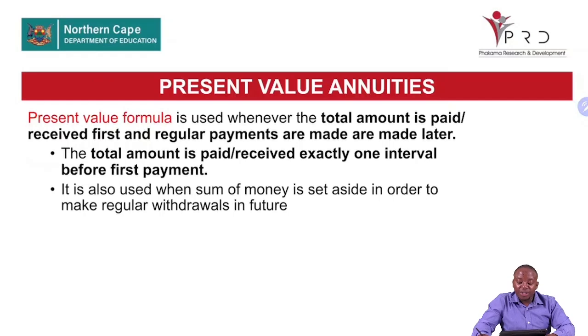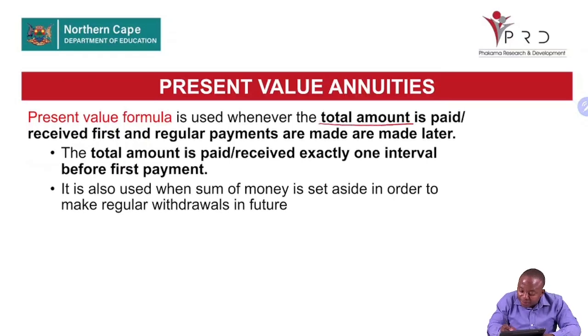Present value annuities. We have talked about future value, where we are going into the future. Now, let us discuss a situation whereby the amount is given to you right now. So let's see what happens now. The present value formula is used whenever the total amount is paid or received first. Very important. So this one we apply most when it comes to loans, because we receive the amount first and we make regular payments later.